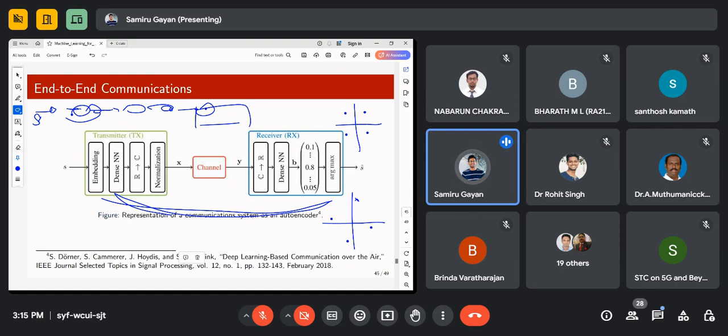So this is autoencoder based end-to-end communication setups. A lot of results are there, but still a lot to go. A lot of things to be improved. Initial ideas are there.